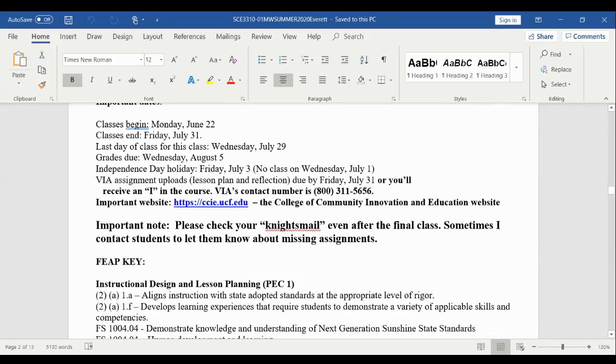4th of July is usually Independence Day. Well, it is the official Independence Day, but UCF's holiday for Independence Day is July the 3rd on a Friday. Well, I'm going to give you that Wednesday, July the 1st. That will be your holiday. You get one holiday from this class. So no class on July the 1st.